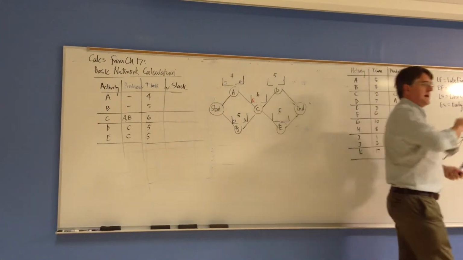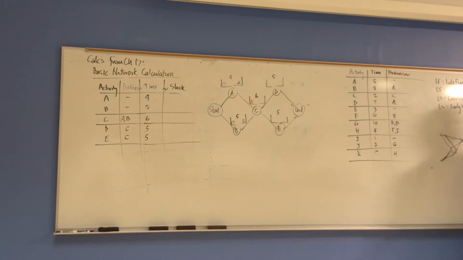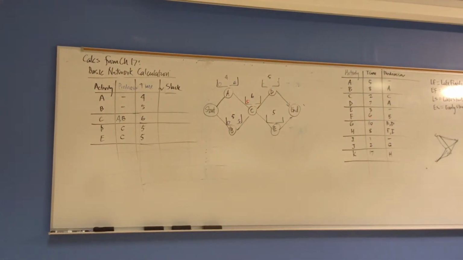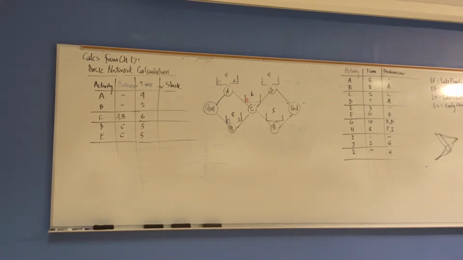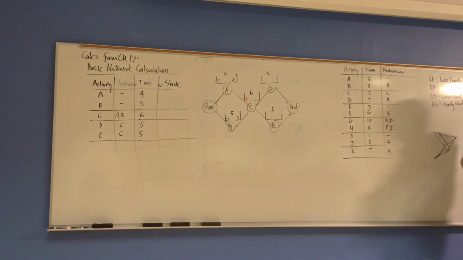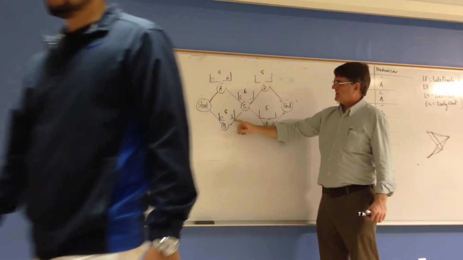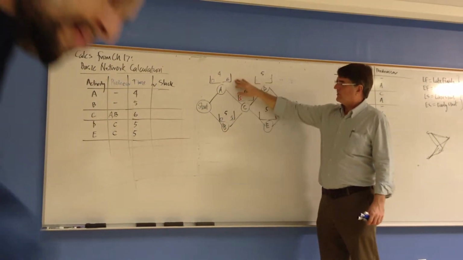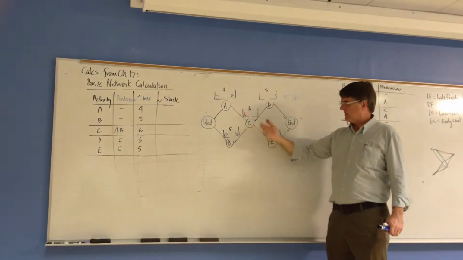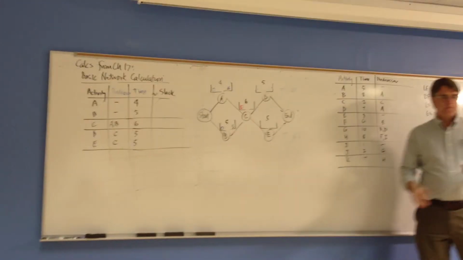Remember on the forward pass, if you do have a conflict, you're going to take the maximum. You don't need to remember this as a rule. You can just see, C's got to come after A and B, and B is only going to get done at 5. So although A gets done at time 4, you can't start C until both A and B are done. So that's why it's 5. Okay.